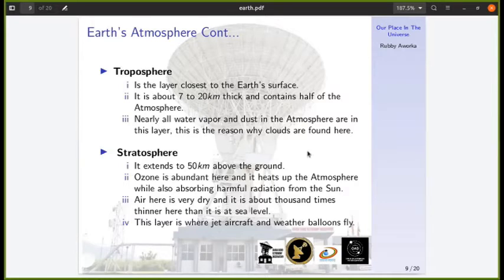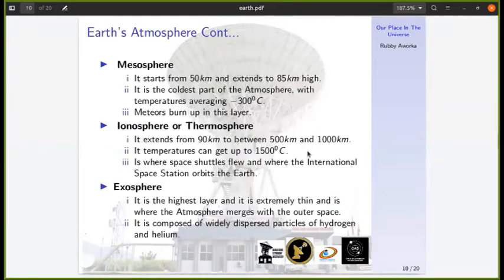Next to the stratosphere is the mesosphere, and it starts from 50 kilometers and extends to 85 kilometers high. It is the coldest part of the atmosphere, having temperatures averaging around negative 300 degrees Celsius, very cold. And within this layer, we have meteors burning. So what we see as a shooting star, we see it within this layer. That's where our meteors burn. And next to the mesosphere is the ionosphere or the thermosphere.